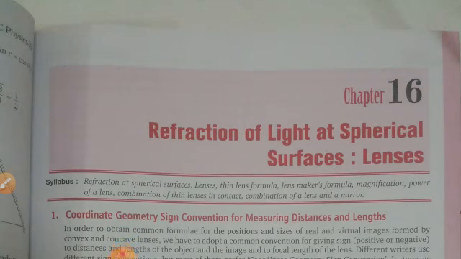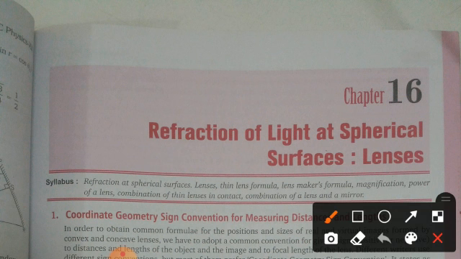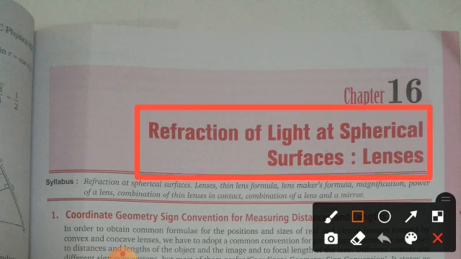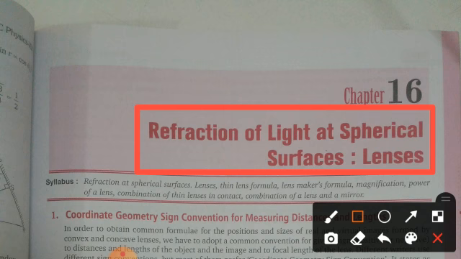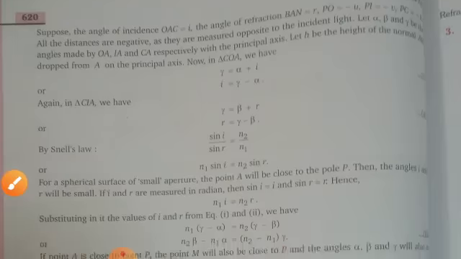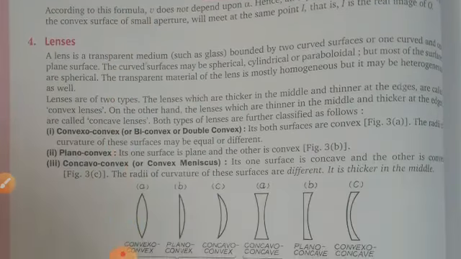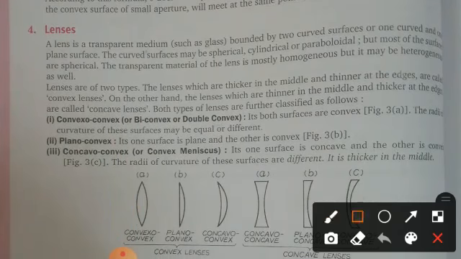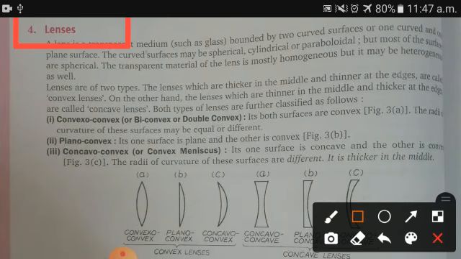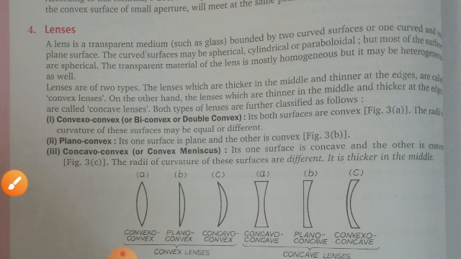As you can see here, this is chapter number 16 of your optics, and in this chapter we are going to discuss lenses. In our previous lecture, we had covered most of the topics of refraction of light at spherical surfaces. I hope you know it very well. Today we are going to discuss lenses. This is the topic we have to cover for today's class, lens. Clear? So I hope you know very well what lenses are.